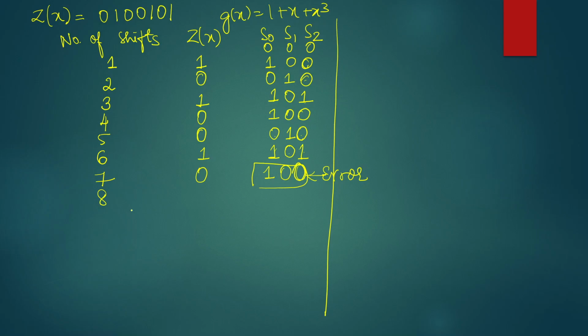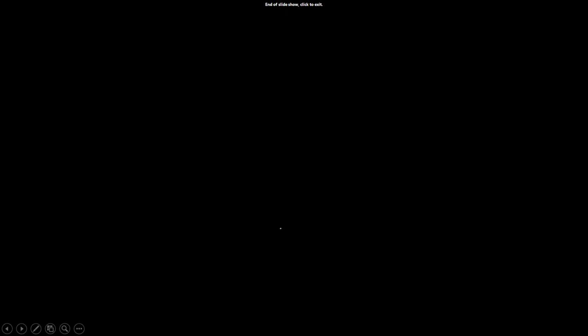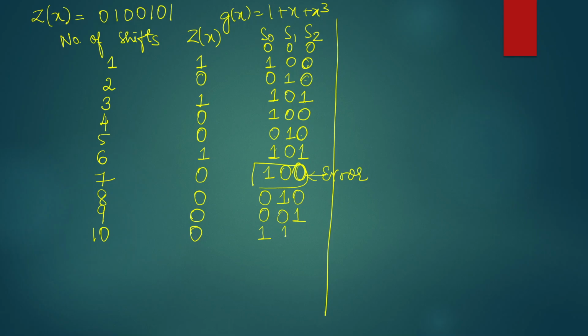So in the 8th shift, put 0. 0 plus 0 is 0. 1 plus 0 is 1. Shift 0 to the right. 9th, put again 0. 0 plus 0 is 0. 0 plus 0 is 0. 1 gets shifted to the right. 10th one, 0. 0 plus 1 is 1. Again 1 plus 0 is 1. 1 plus 0 is 1. 0 gets shifted to the right, so it is 0.